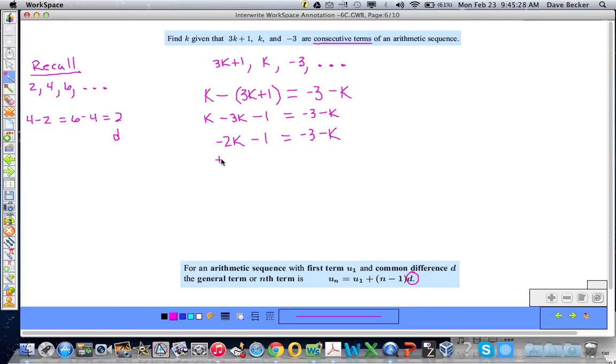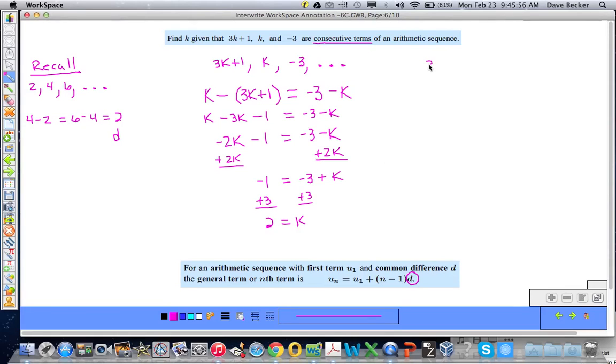I'm going to add 2k to both sides. So this would be negative 1 equals negative 3 plus k. Negative 2k plus 2k is k. Then I'm going to add 3 to both sides, and I get 2 is equal to k. No big deal. Very simple, very easy.